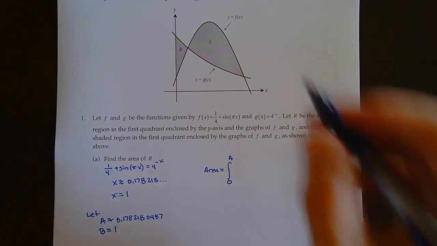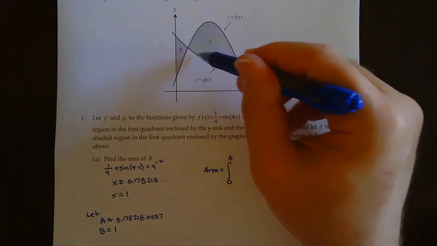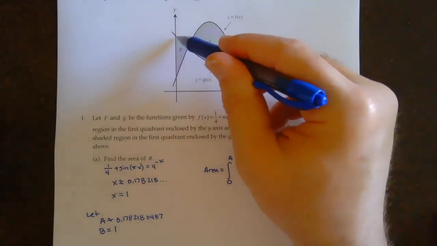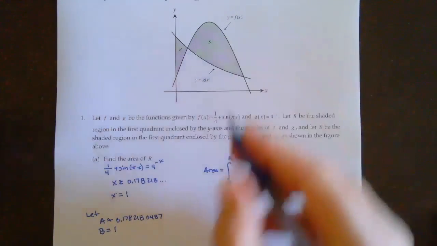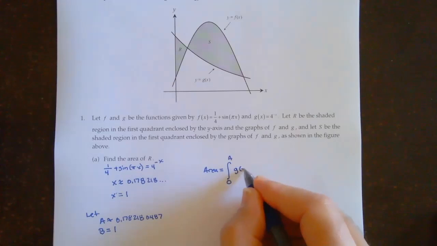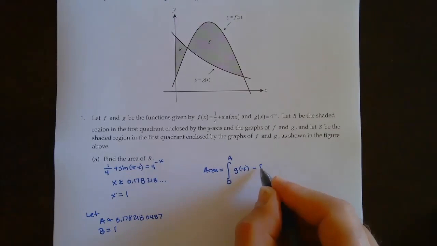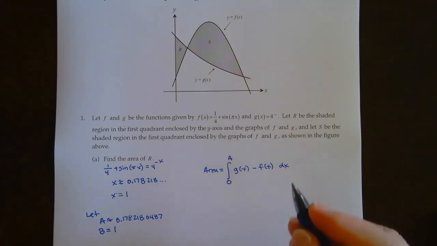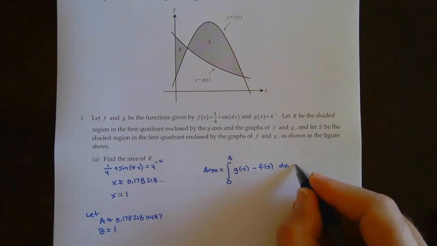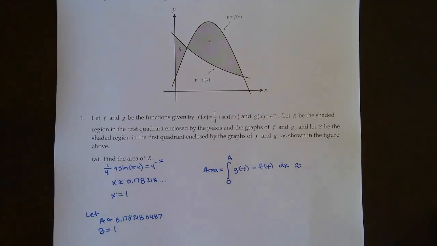And then we're going to take this curve for the R region, because that's what we're finding. The top is g of x, so this is going to be g of x minus f of x, and then dx. And then that would give you the answer, all right, we can go put it in our calculator.